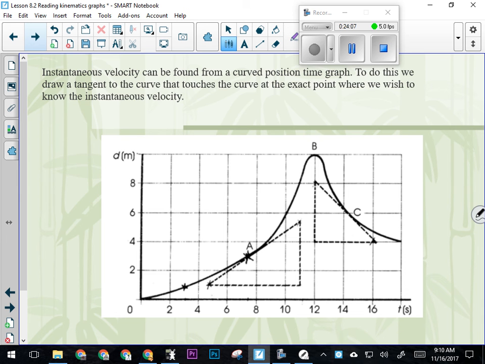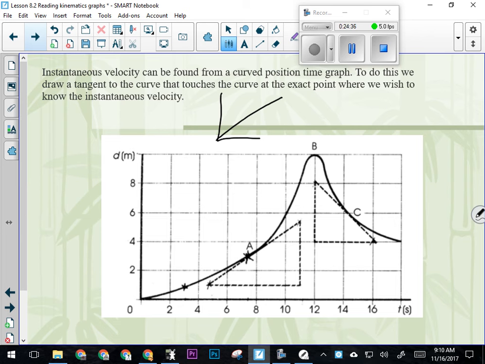Now, instantaneous velocity is something that we just need to talk about. It's not something you're going to often be asked to calculate, but it's important to see how that's done. This graph has curves on it, which is something we haven't dealt with. We looked at a graph a minute ago that had a bunch of straight sections, and anywhere the line was straight, the velocity was either constant or 0.